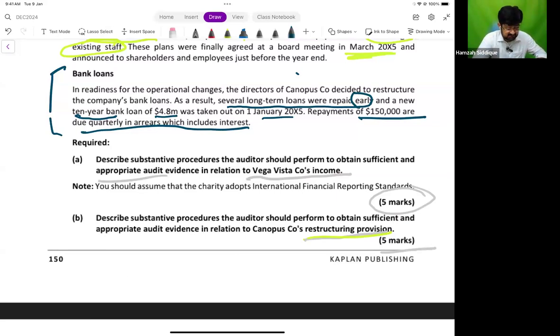Substantive test on bank loan. Now, the first procedure is review loan agreements. Review loan agreements and correspondence of the company with their banks.